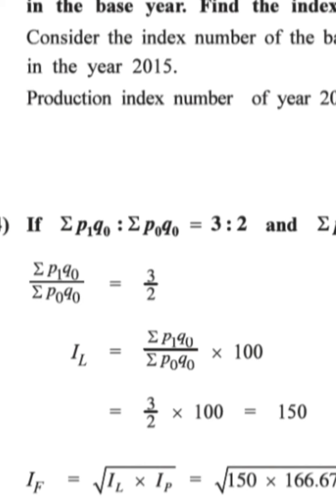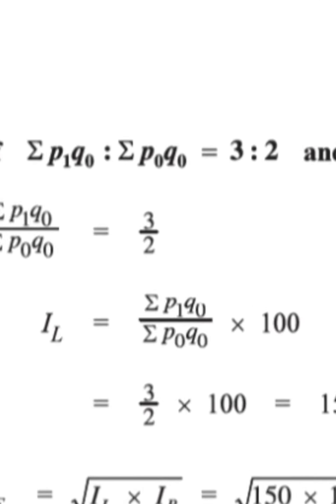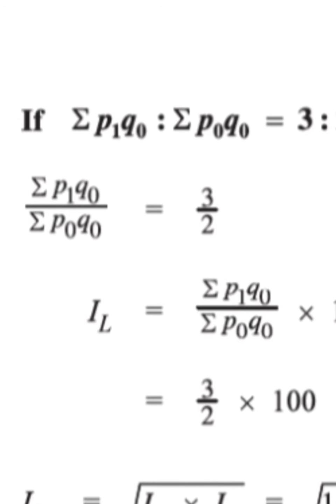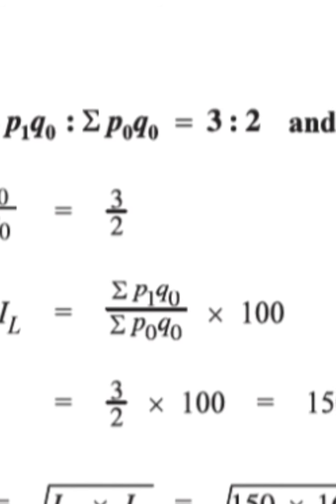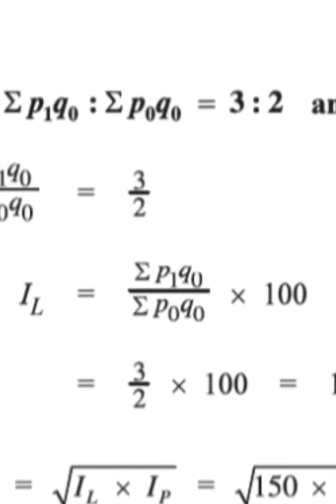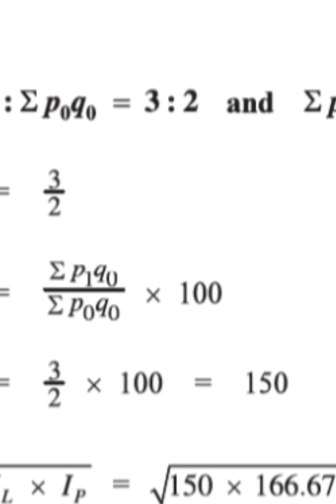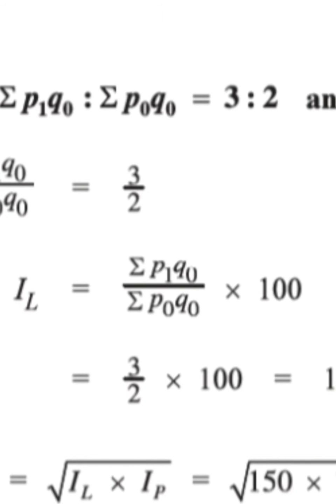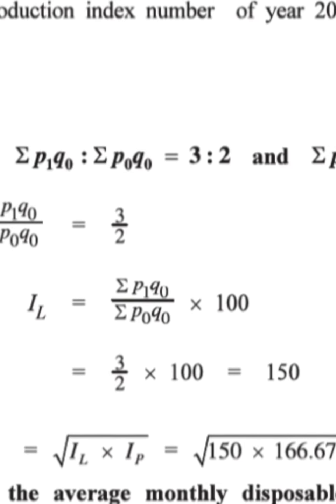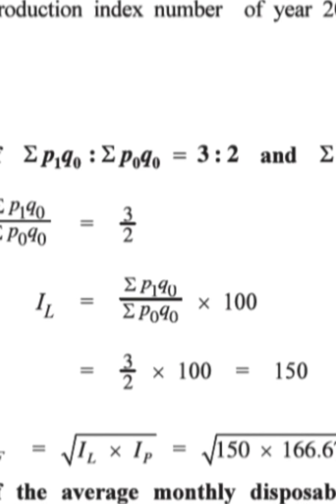So simply, we know that if we multiply it by 100, we will get the Laspeyres index number. So the value of sigma P1 Q0 upon sigma P0 Q0 multiplied by 100 gives us the Laspeyres formula. So your IL is going to be equal to 3 by 2 multiplied by 100. You will solve it out, you will get 150, which is your Laspeyres index number. Your Laspeyres index number over here is 150.